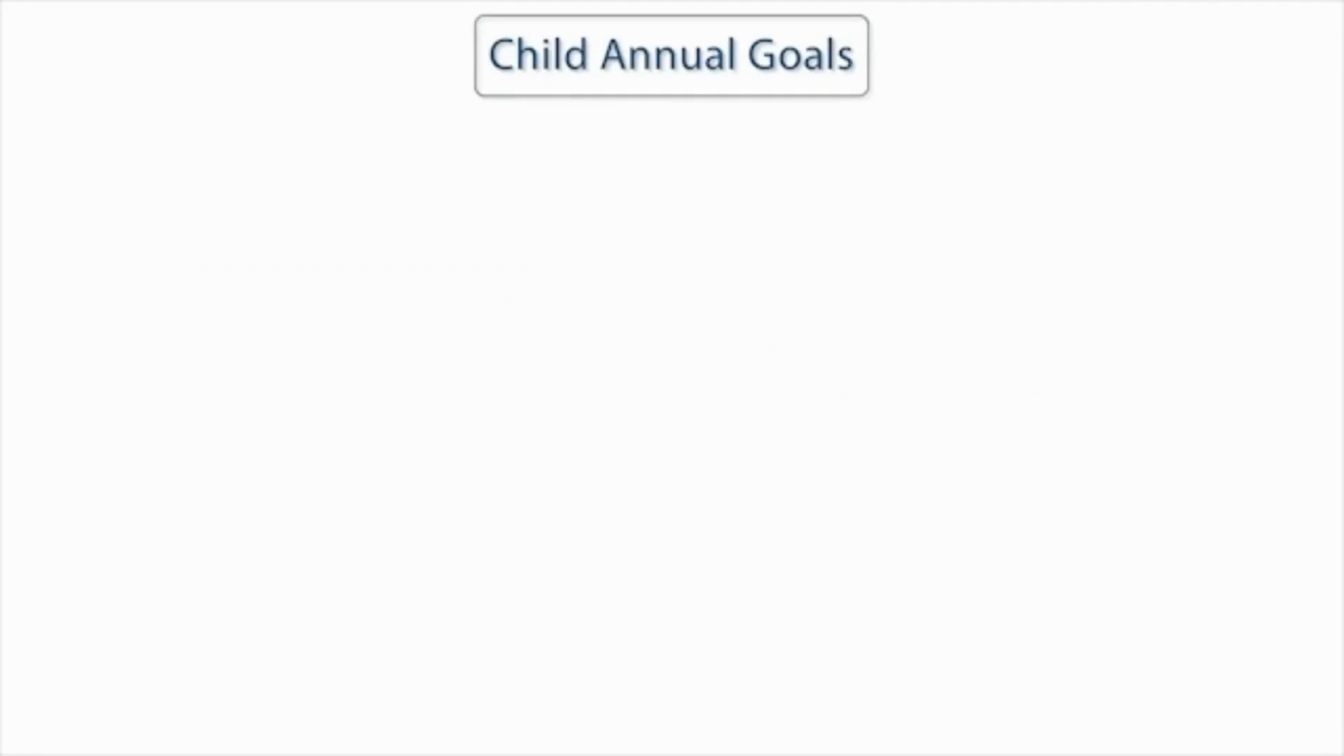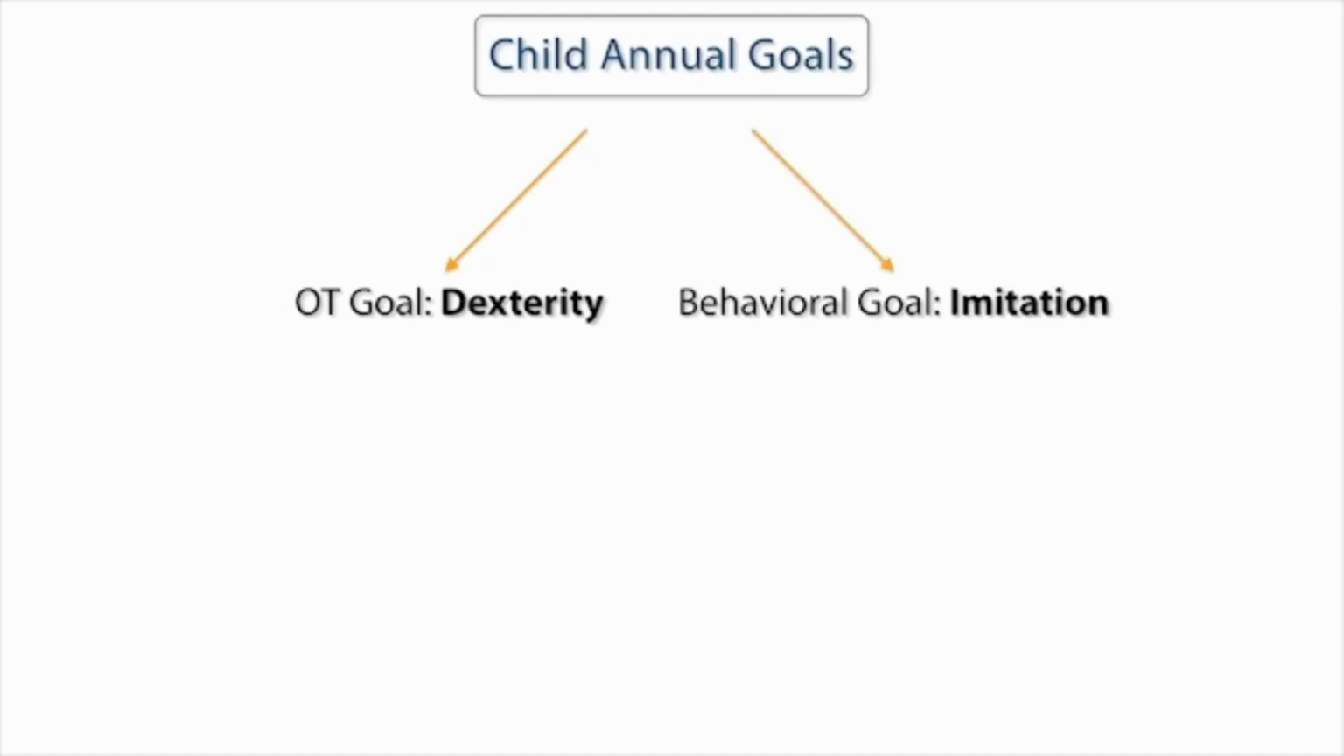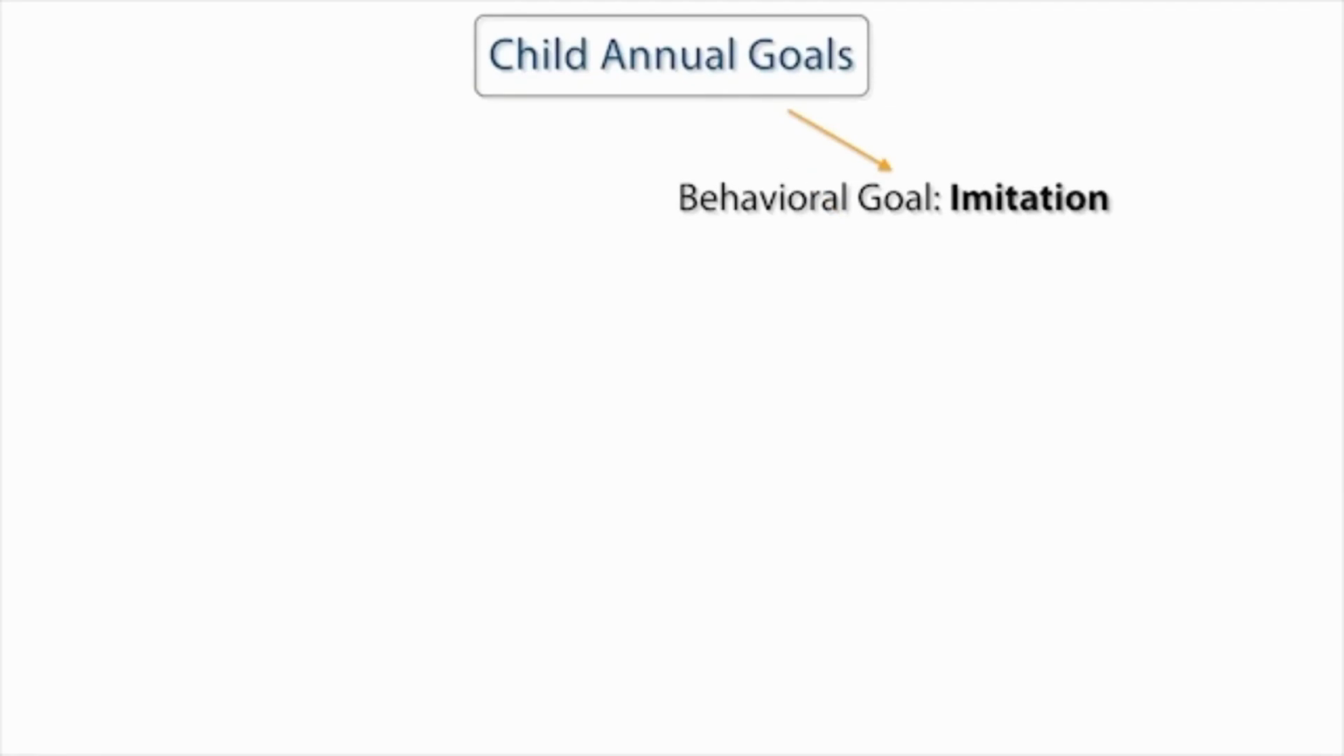Let's say we're working with a 6-year-old child who has autism. One goal of many might be to increase the child's manual dexterity. Well, this would be an occupational therapy goal. Another goal might be for that child to learn basic skills of imitation, a skill that's very important for learning lots of other things. This would be a behavioral goal. Well, let's take a closer look at what's needed to meet the behavioral goal.